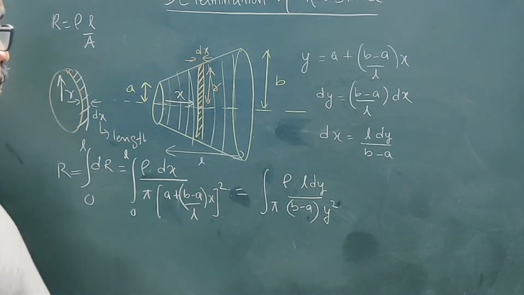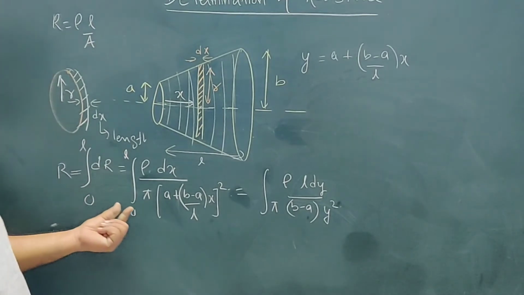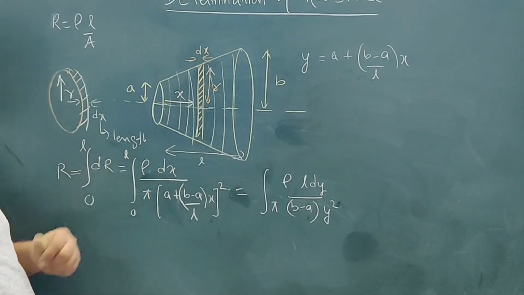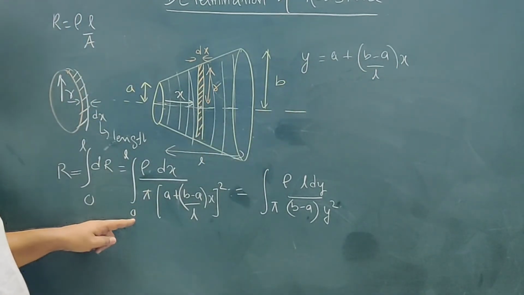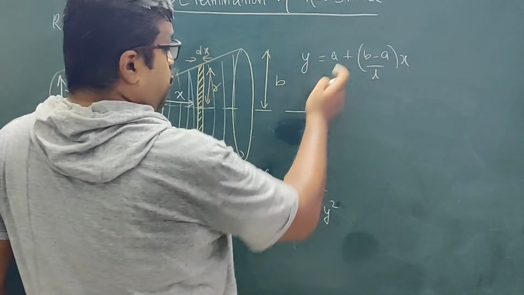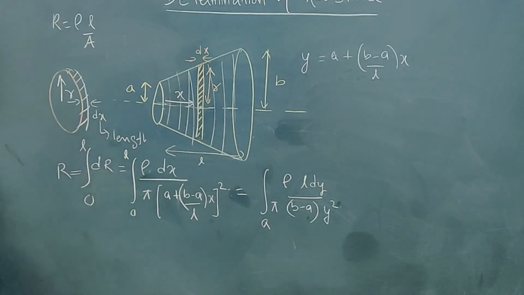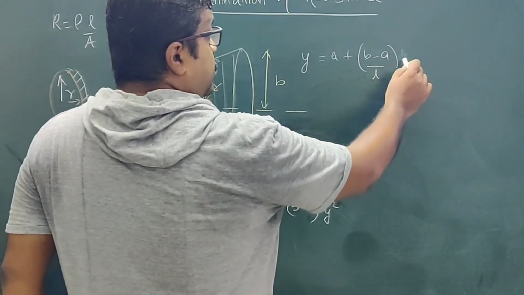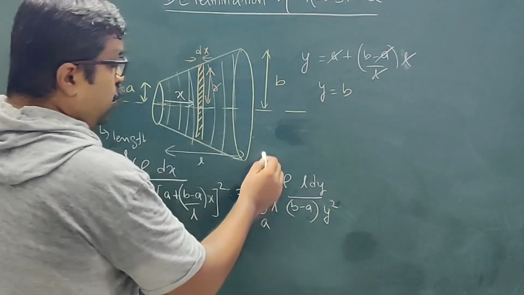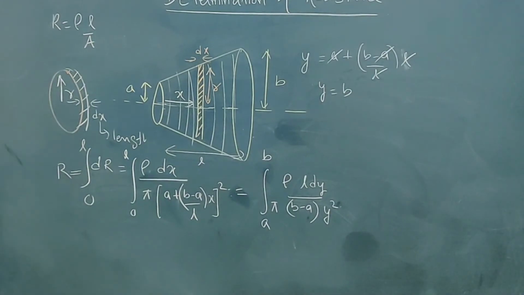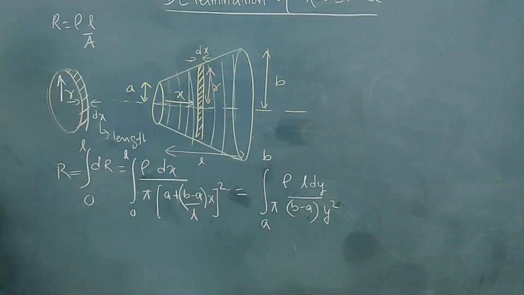Okay, now this limit is going to change. How to find the value of this limit? Here the value of x was changing from 0 to L. Now x is replaced by y. So when x is equal to 0, y is equal to A, so the lower limit is A. When x is equal to L, this L gets cancelled, A gets cancelled, so y is equal to B. So the upper limit will be B. Okay, so this is now a simple calculation. So we have changed the limit.